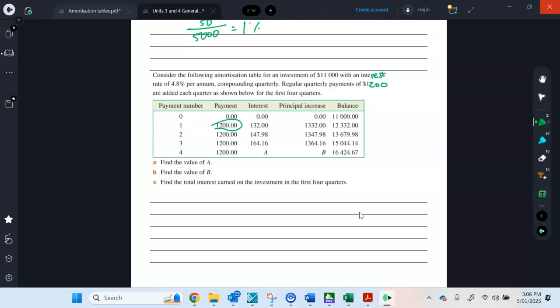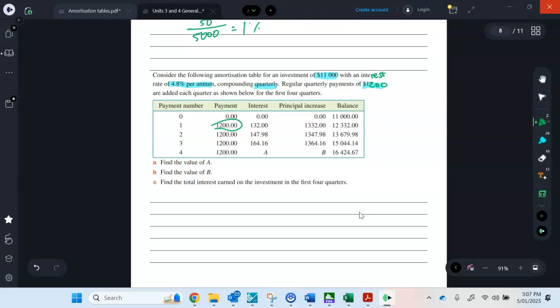So let's just highlight a few important things. It's $11,000, 4.8% per annum, and it's compounding quarterly. Those quarterly payments are 1,200. So I think that's all we need to know.